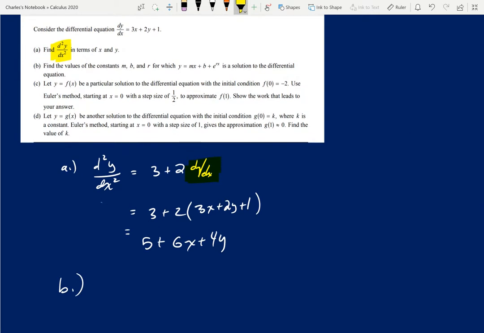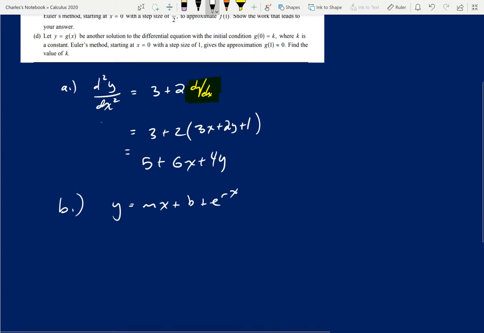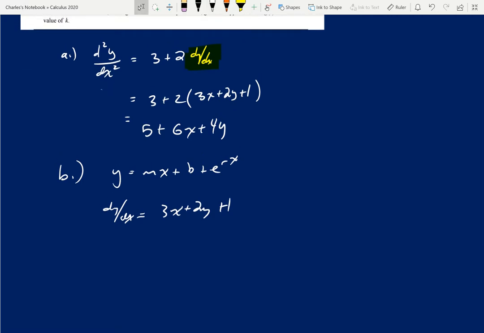So now part B, I think, is, well, it's tricky. It says find the values of the constants m, b, and r for which y is equal to mx plus b plus e to the rx is a solution to the differential equation. And so what does that mean? Well, we have this equation, y is equal to mx plus b plus e to the rx, and dy/dx is equal to 3x plus 2y plus 1. And I have to think of when will these be true.